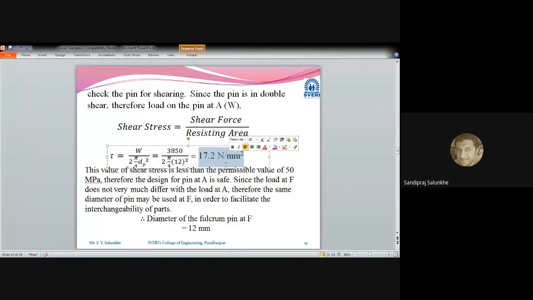What is the value of permissible shear stress given in the problem? Problem मध्ये किती दिले? 50 megapascal. 50. And this shear stress which is generating in the pin is 17.2 Newton per millimeter square. That is 17.2 megapascal, which is very much less than the permissible. That's why this pin is safe, and the diameter of this pin we can consider as 12 millimeter, and length of pin as 15 millimeter. Okay.